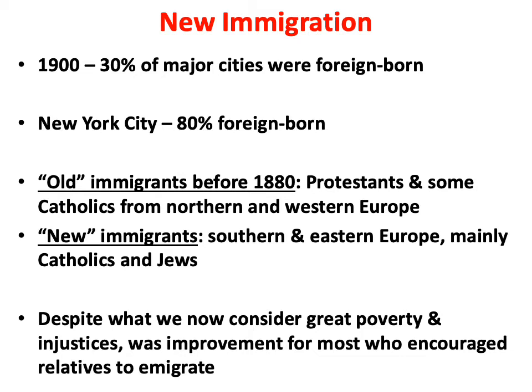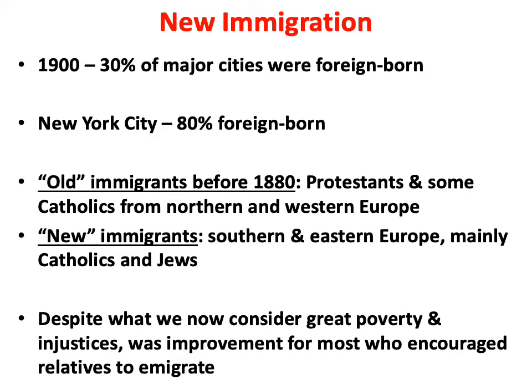Now, there were two types of immigrants. Be sure you know this distinction. The so-called old immigrants who came before 1880. This isn't referring to the fact that they were old in age when they came, but rather the former type of immigrants. And they were largely Protestants. There were a few Roman Catholics, largely from Ireland. And these immigrants came from Northern and Western Europe. And of course, Ireland is in Northwestern Europe. So those are the old immigrants.